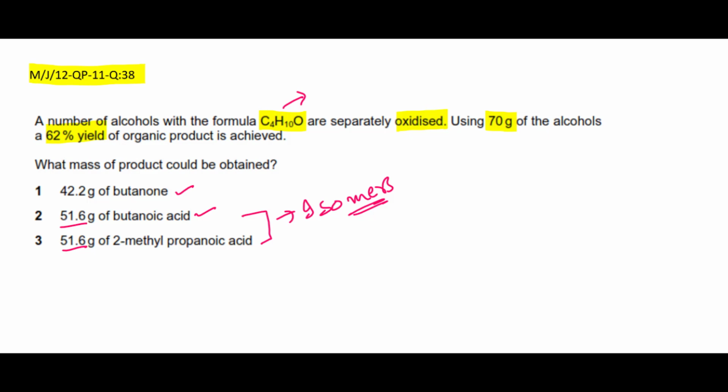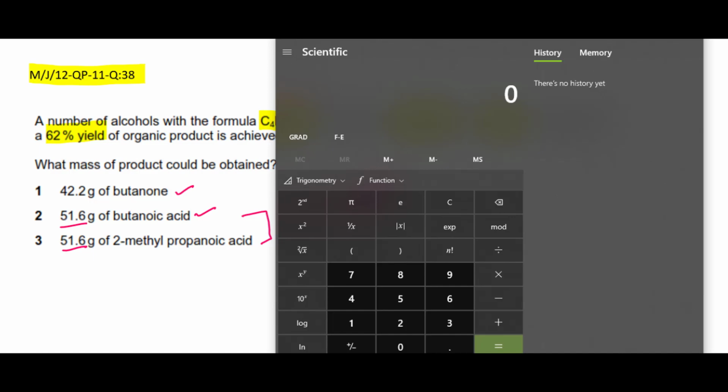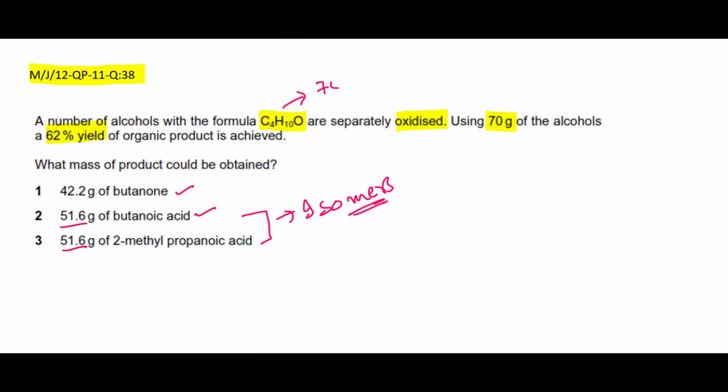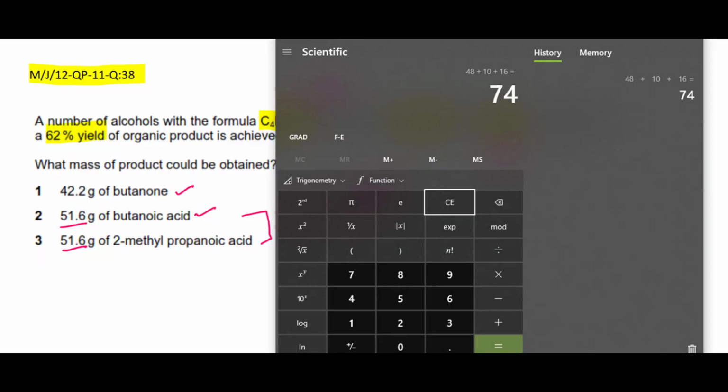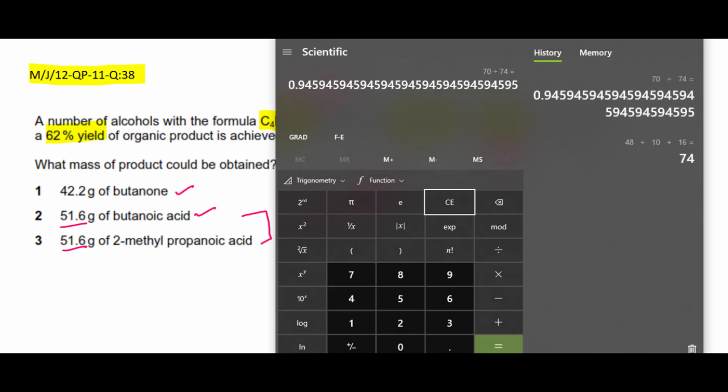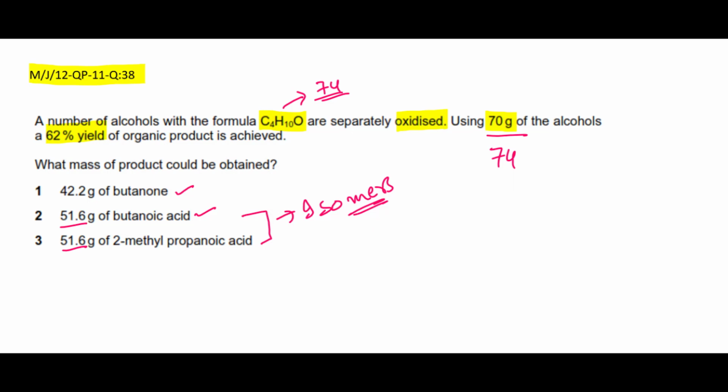So let's first find out how many moles of the alcohol we have. We have the alcohol with molecular formula C4H10O. So let's calculate the MR. C is 12 into 4, that would be 48, plus 10, plus 16. So the MR of C4H10O is 74. Mole is equal to given mass upon molar mass. Given mass is 70 grams, so 70 divided by 74. So we have 0.95 moles of the alcohol.